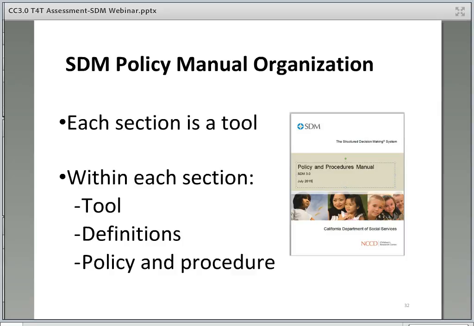Additionally, please refer to the handout Assessment and SDM Instructor Resources included in this course for the link to the SDM training website that can provide you with additional information about SDM and how to utilize the tool.